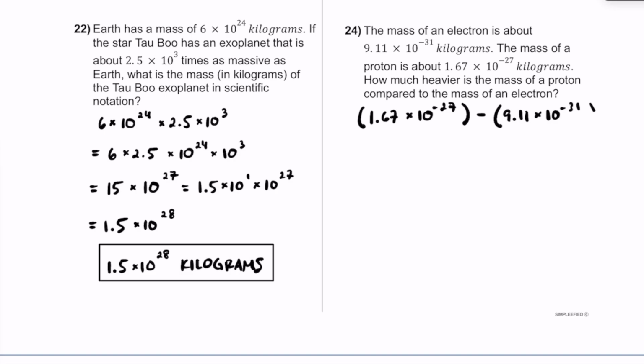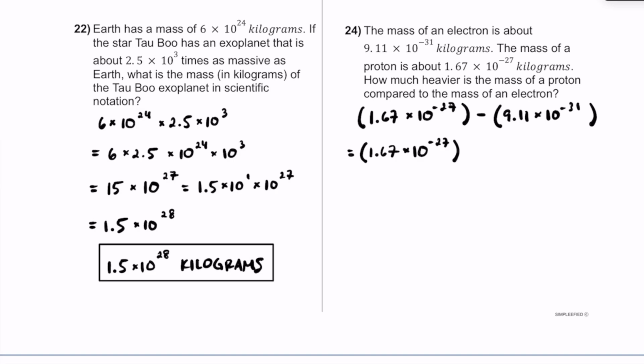power here. Now, when we're subtracting numbers in scientific notation, our goal is to get both of the powers of 10 to be the same, right? So let's go ahead and do that. We're going to choose to make them both the greater exponent. So let's change this 10 to the negative 31st power. It needs to get 10 to the 4th times bigger to get to this 10 to the negative 27th power. So let's say it's going to be 1.67. Let's leave this one alone for now, times 10 to the negative 27th power.